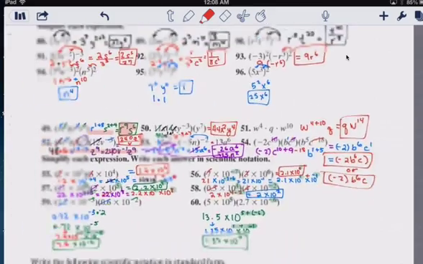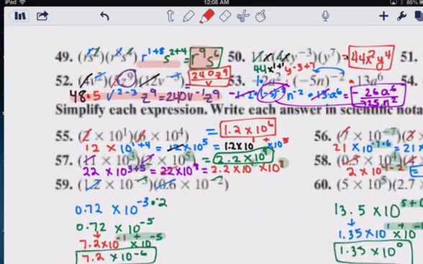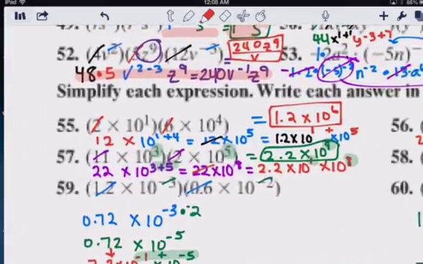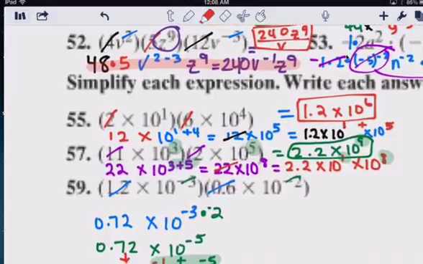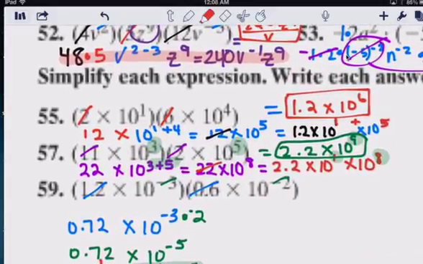Answer those. Answer to these. Notice I multiply these guys together to get that. And then the tens are grouped together to add them. Okay? And what happens when they're greater than 10? Turn them to that.